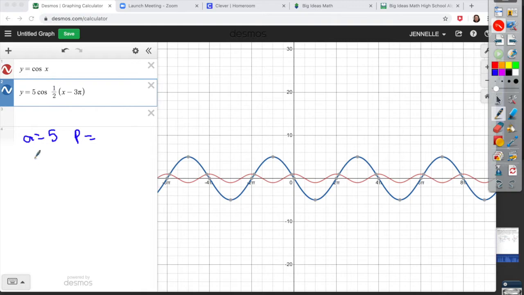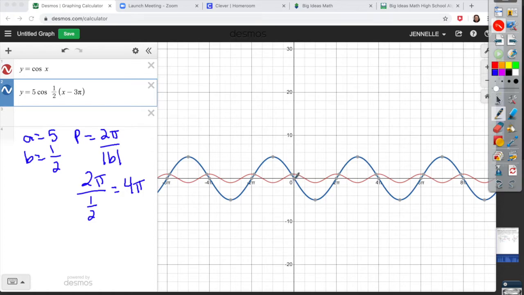Okay, now B. In this problem, B is going to be 1/2. Now let's remember, it's 2 pi over the absolute value of B. Here's the math. So 2 pi divided by 1/2, remember, multiply by the reciprocal, and that's going to be 4 pi. All right, so what does that mean? That means that in one cycle, one period, it's going to be between 0 and 4 pi. So let's take a look at that.